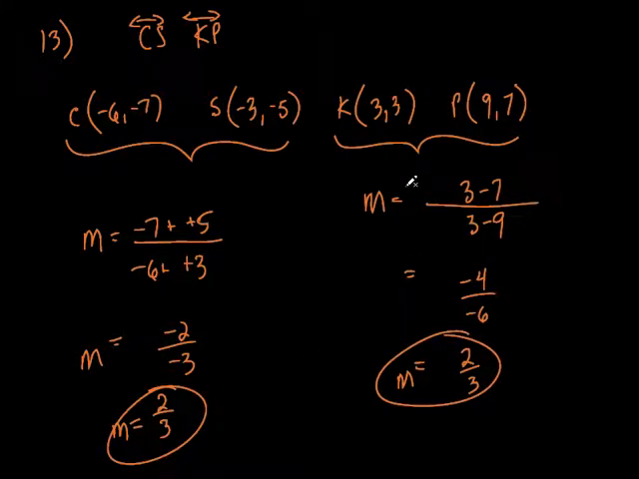What does that tell me about those two lines? If they have the same slope, they're parallel to each other. That's right. If the slopes are the same, they're parallel. All right, so that's our answer right there. They are parallel.